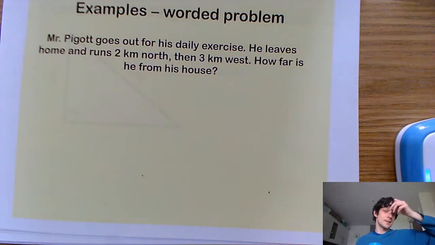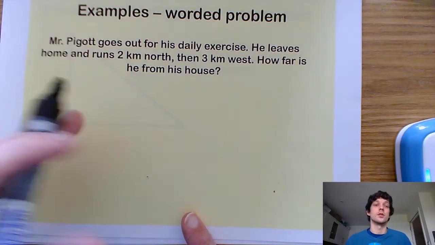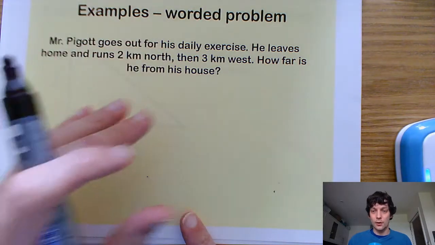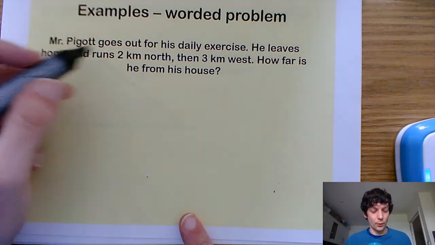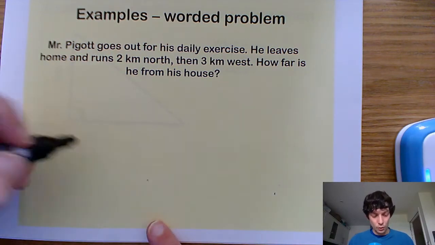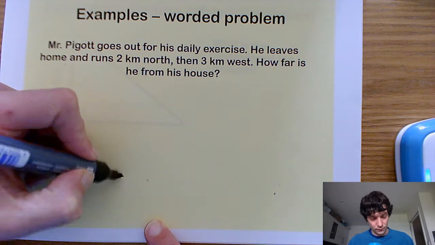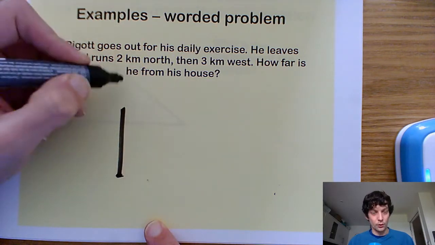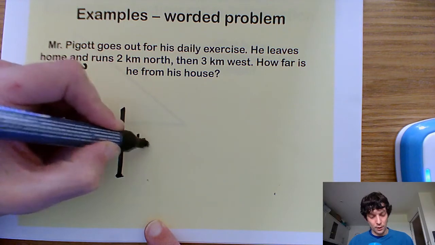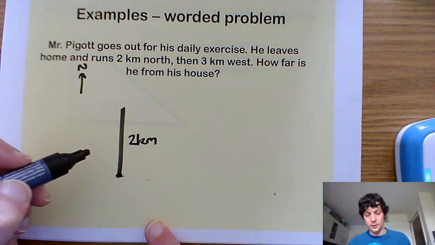Okay, on this next example, we've not been given a triangle at all, but we've been given some instructions, and quite often drawing a diagram will really help in seeing what to do in a question. So it says Mr. Pigott goes out for his daily exercise. He leaves home and runs 2 kilometers north. So if that's where I start off, going north, I'm going upwards, so that direction is north. I'm going up for 2 kilometers, and he runs 3 kilometers west.